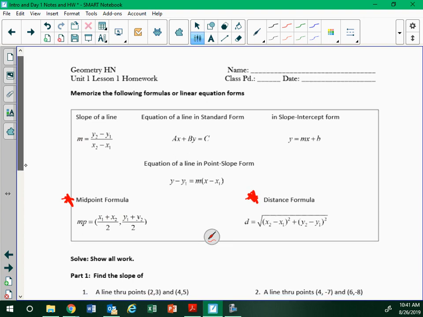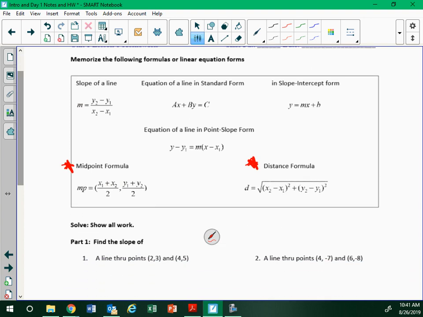All right, so our equations of a line. Now, everyone's favorite is the slope-intercept form, right? y = mx + b. We all love that one. Probably a more convenient one is actually the point-slope form. Sometimes it gets you to your answer a little faster.